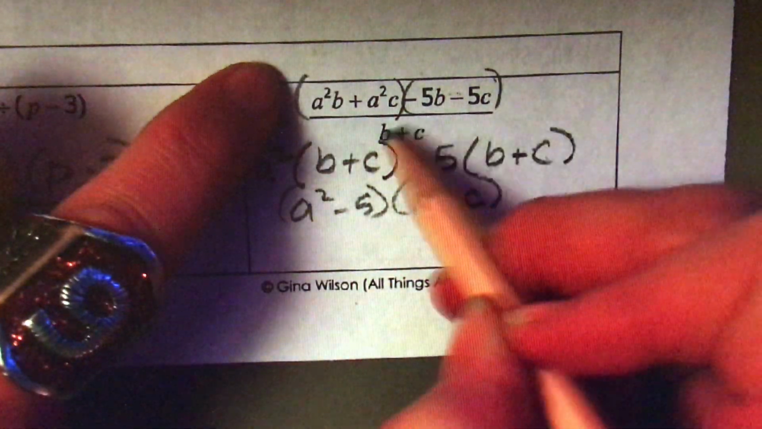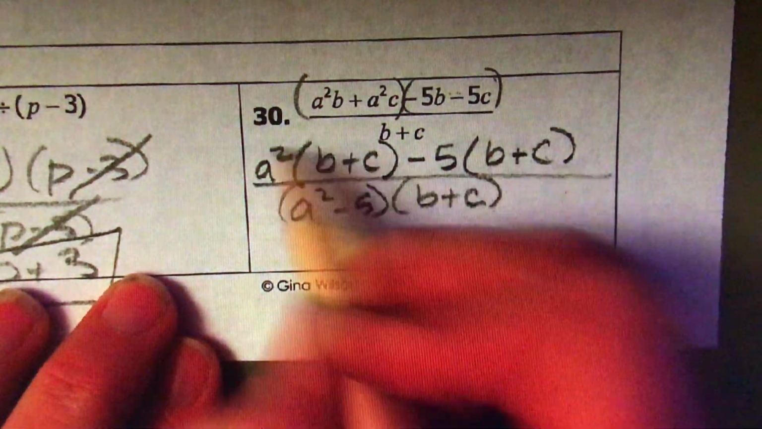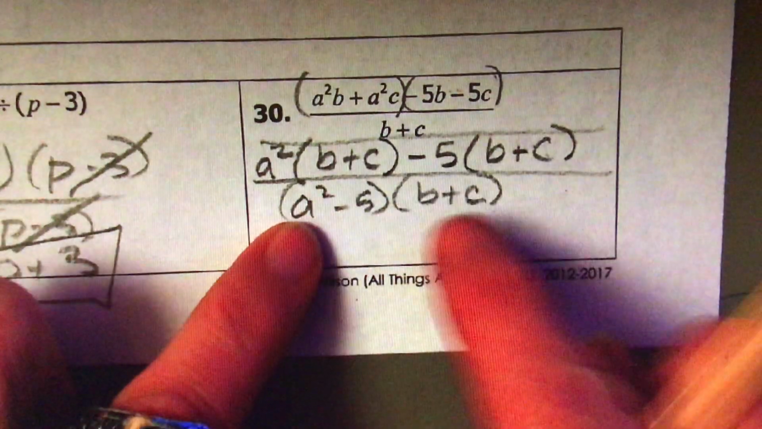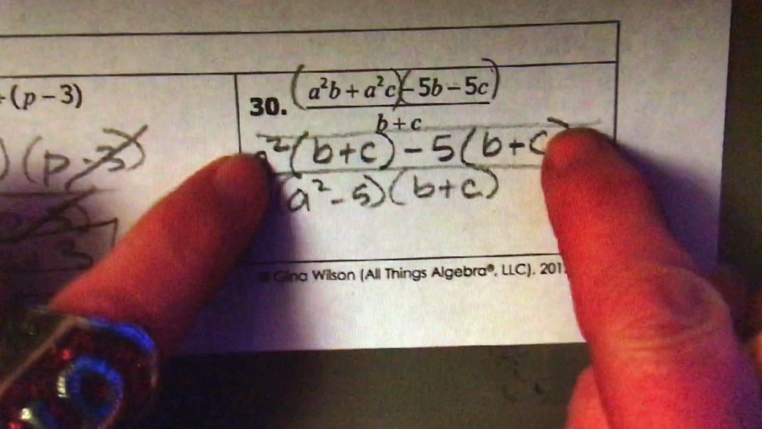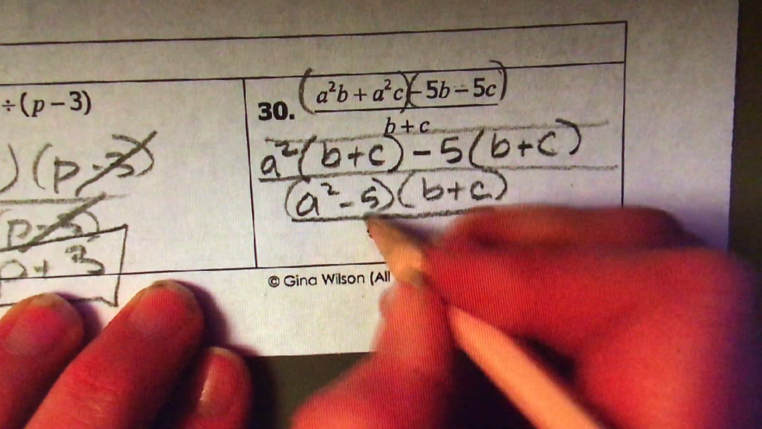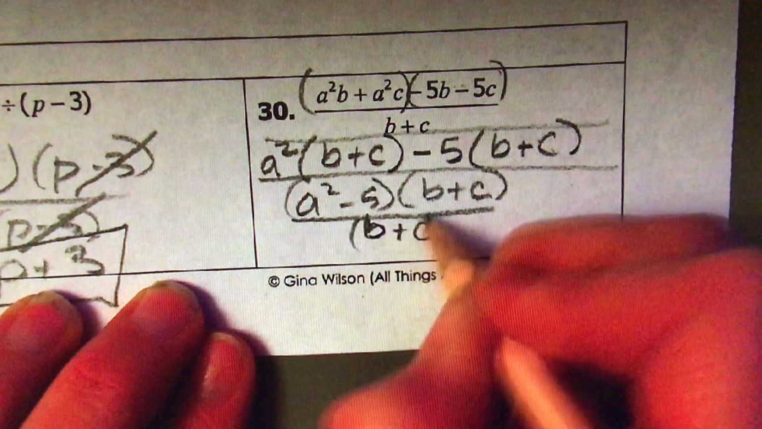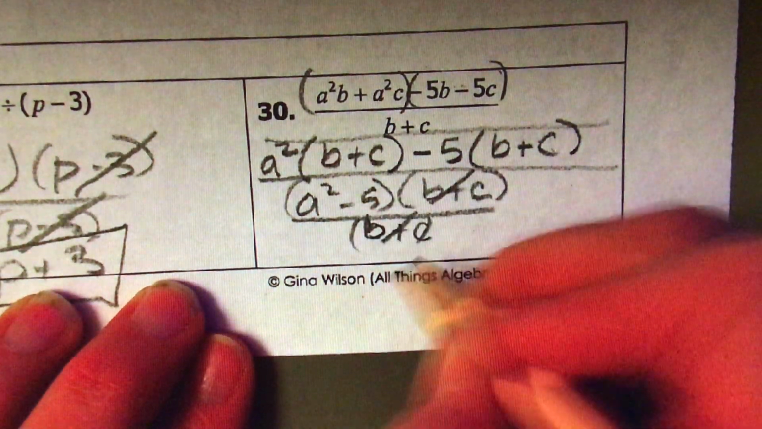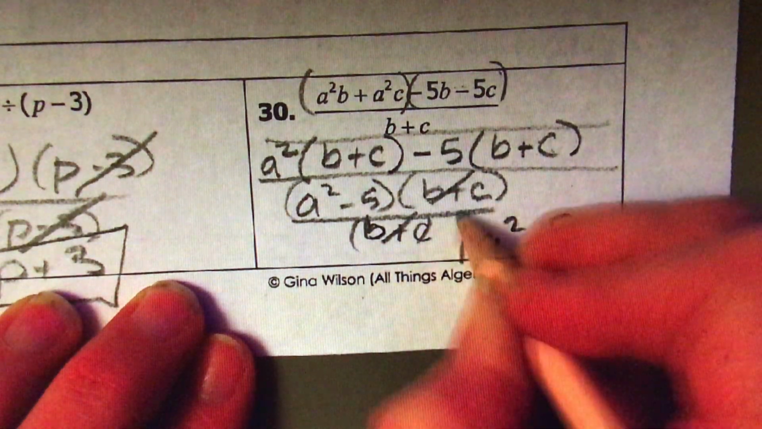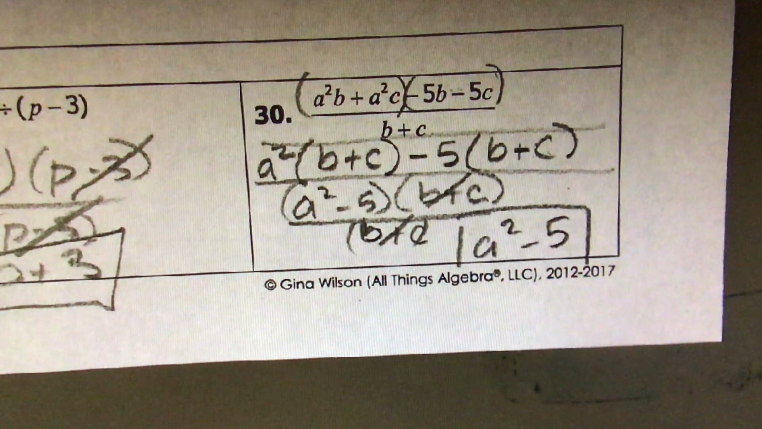I have not done anything with the denominator yet. Make sure you understand that. These are different lines. But now this is the factored form of this. I am now going to stick it all over my original denominator, which is b plus c. And guess what I get to do? I get to cancel those out. They become 1. The final answer is a squared minus 5. Okay. You're going to do great.